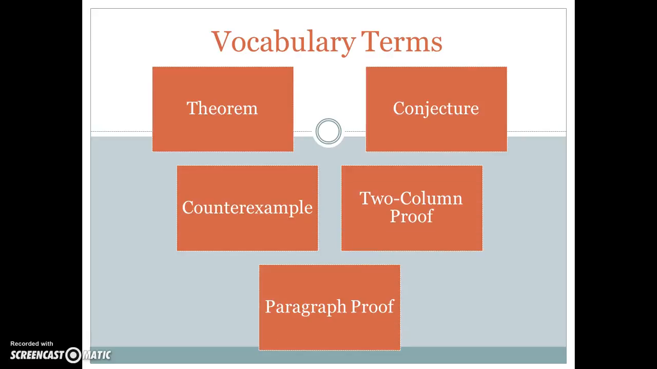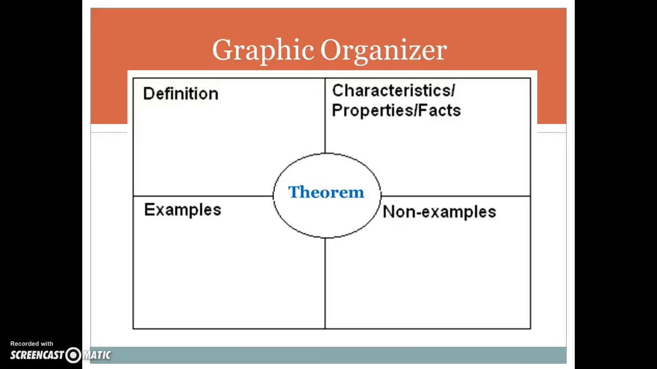Now, here are our 5 vocabulary terms we are dealing with. We have theorem, conjecture, counterexample, 2-column proof, and paragraph proof. And since this is our first time doing this activity, we're going to do the first one together, which is theorem. So go ahead and take out your graphic organizer there and put the word theorem in the circle in the middle. Now, find these 4 categories here.